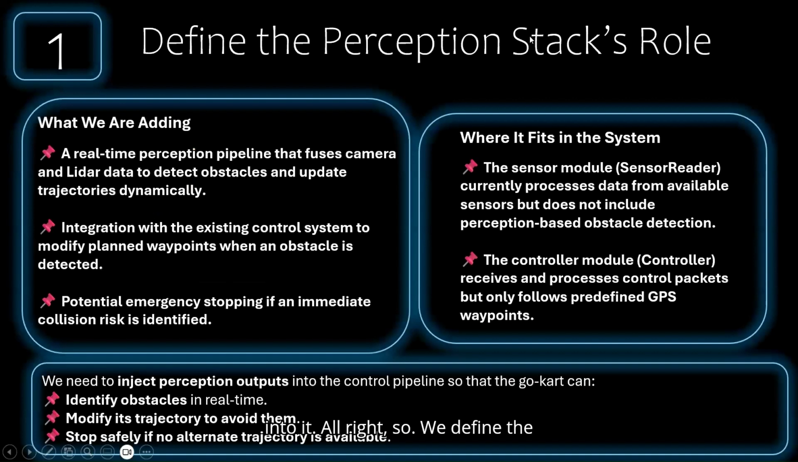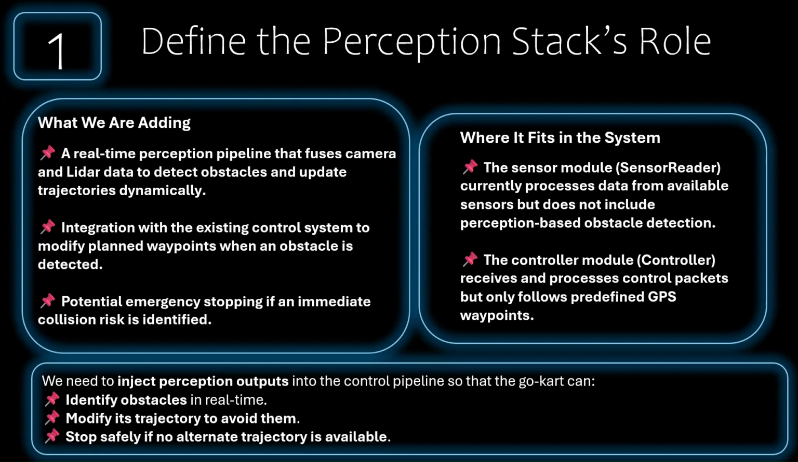All right, so we define the perception stack's role. So let's start with that. What are we adding? We're going to add a real-time perception pipeline that fuses camera and LiDAR to detect obstacles and update trajectories dynamically. Currently, as of 2025, we have an OAK-D LR on the front of the car, and we have a Livox HAP LiDAR on the front.